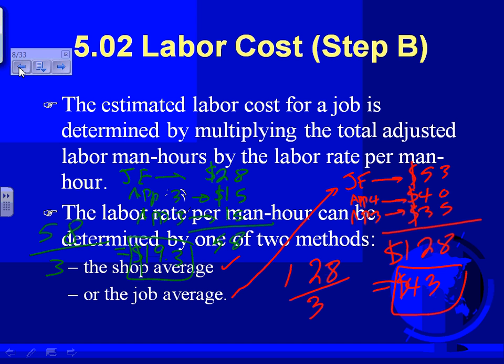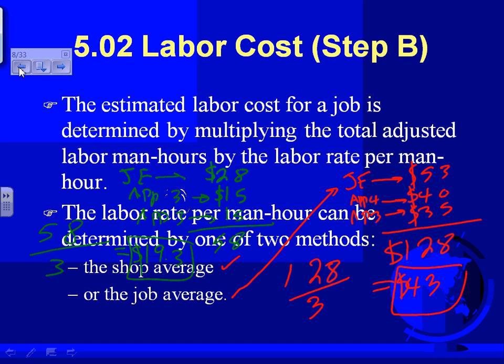Shop average, keep track of it. Job average, what's your crew? Most likely it's going to be 1 journeyman, 2 apprentices. You don't want to send multiple journeymen because they're expensive. Any questions, my friends?